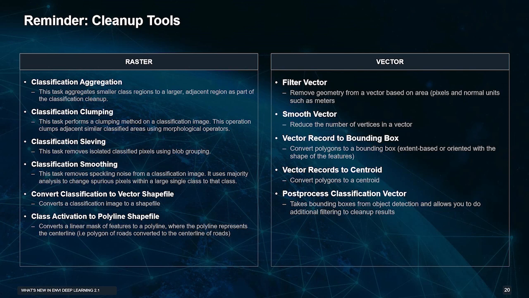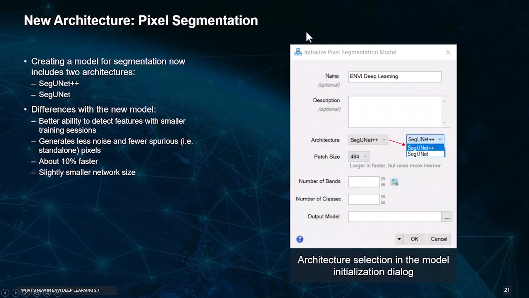Let's pivot a little bit to talk about our next major feature, which is a new architecture that's been added for pixel segmentation. For this release of deep learning, we now have two models that you can choose from. For segmentation, we have SegUnet++ and SegUnet. SegUnet++ is the new architecture, and it's the default when creating a new model. We'll show some examples here in just a minute talking about some of the differences, but there's a few things that I want to call out before we get to our nice little screenshots.